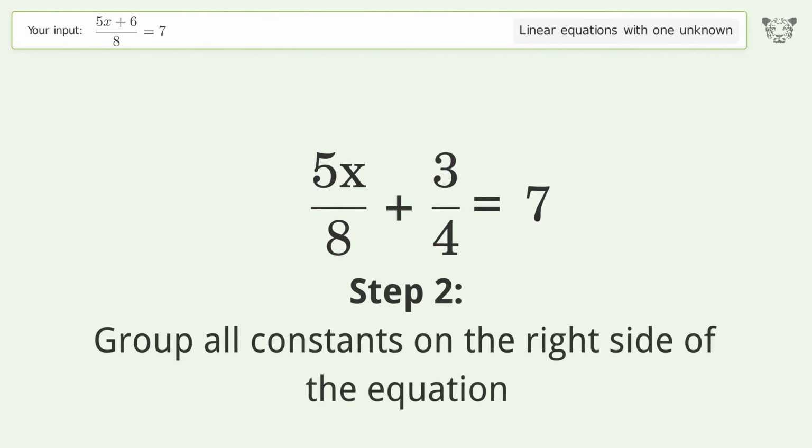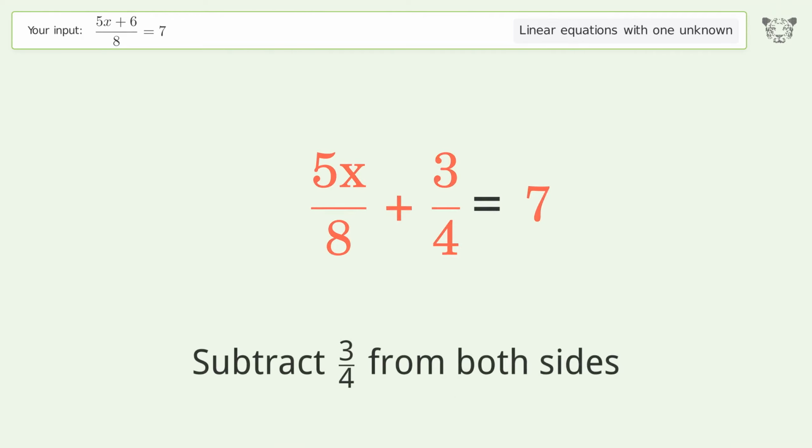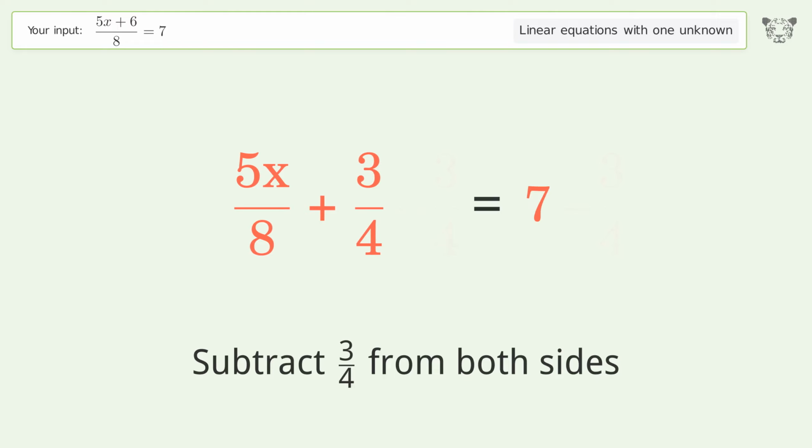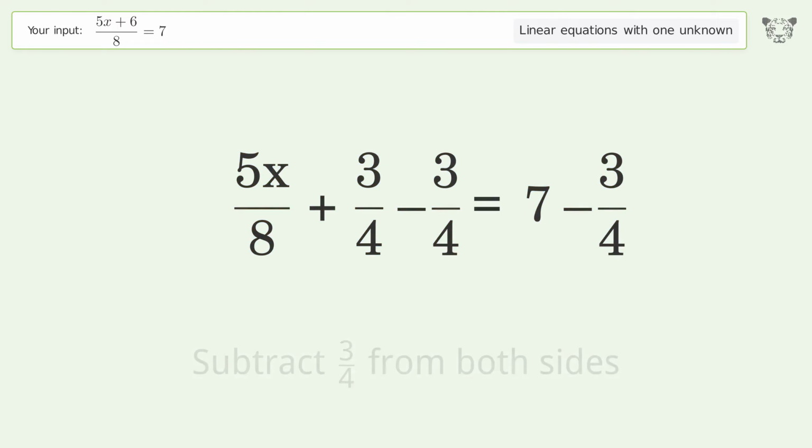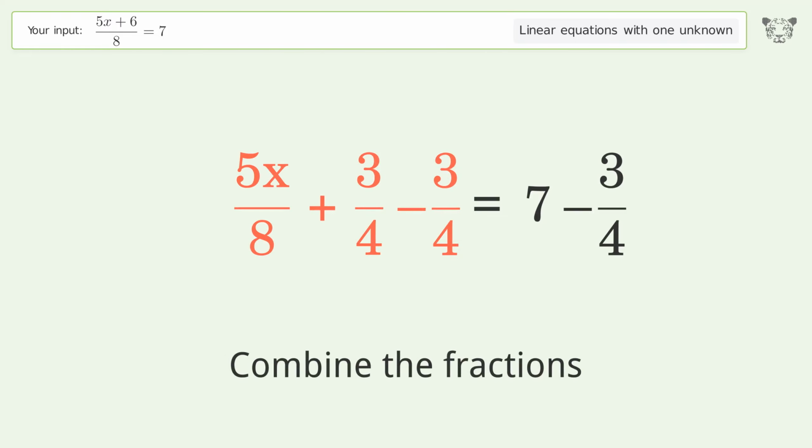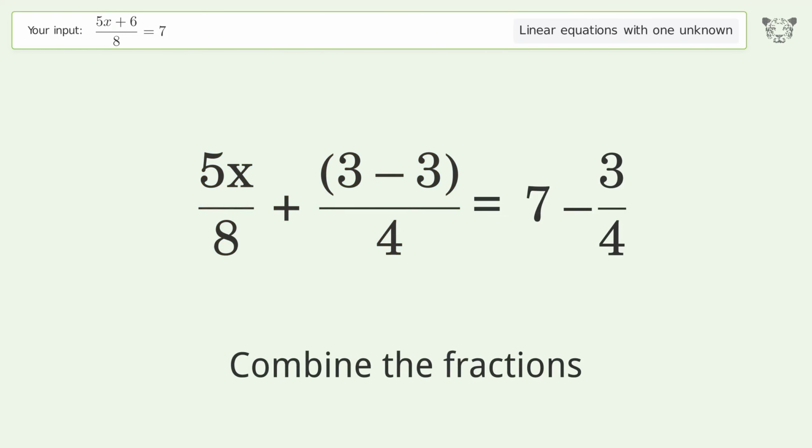Group all constants on the right side of the equation. Subtract 3/4 from both sides. Combine the fractions. Combine the numerators. Reduce the zero numerator.